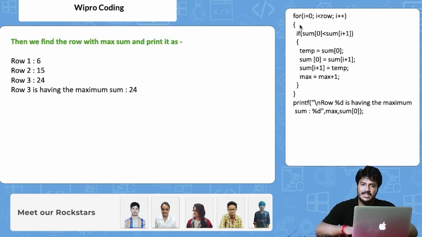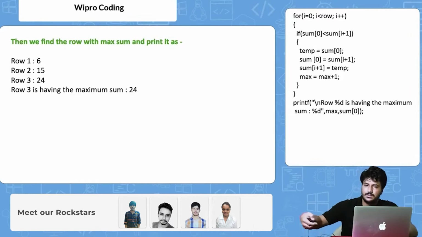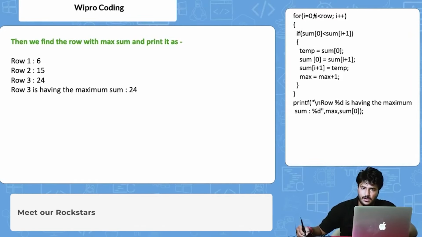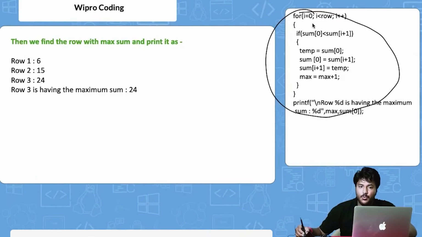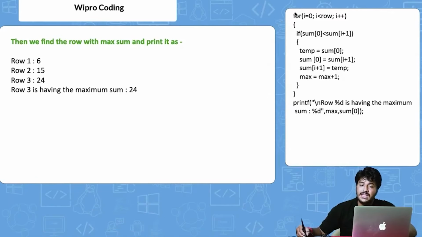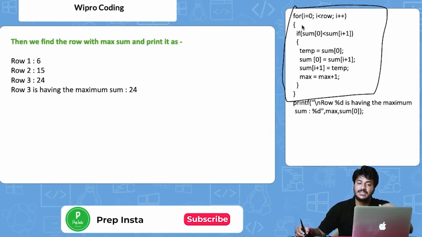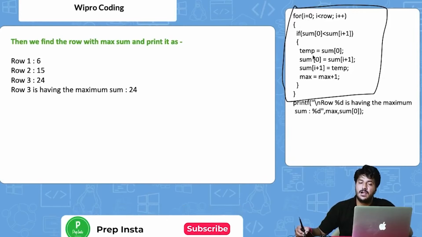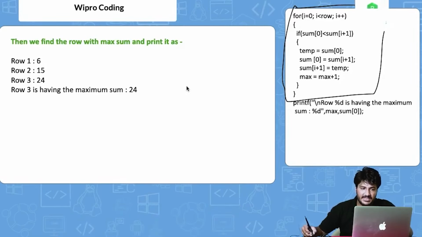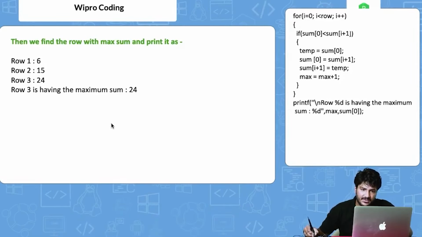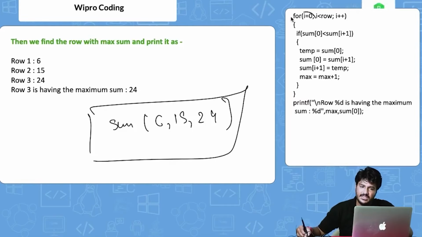Now this is the final code for printing out the sum. Now what I want you to do, I will not explain. This is very easy, and every one of you should know how to find the maximum element in an array, right? So basically this is an array, sum of 6, 15, 24. We are basically finding the maximum using this particular code.